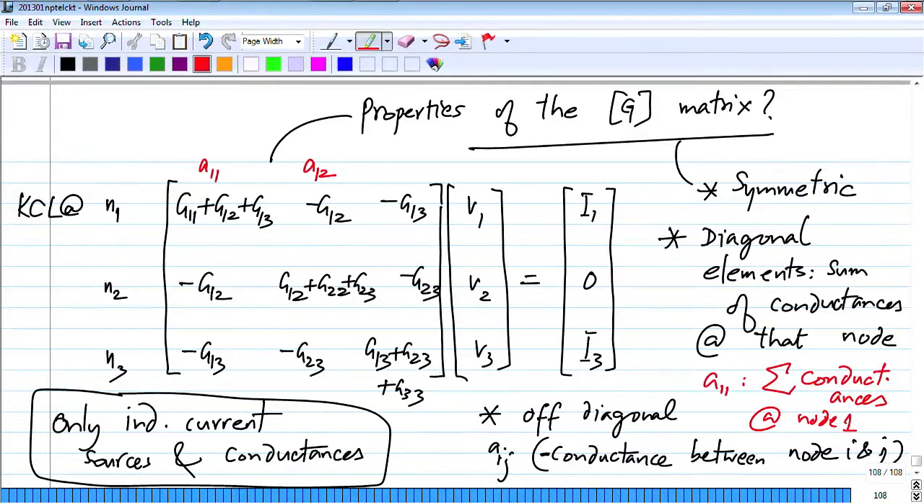And to solve for this, you will have to invert the matrix G and multiply the source vector with the inverse of the matrix G. Okay.